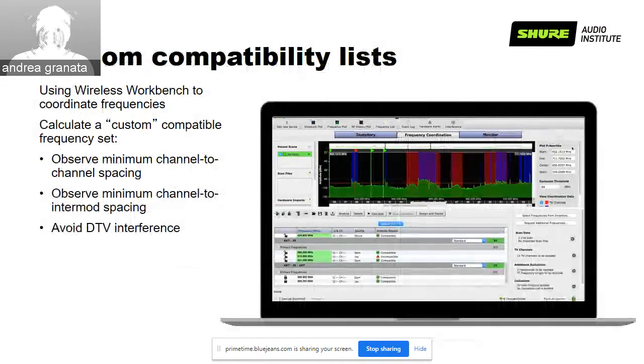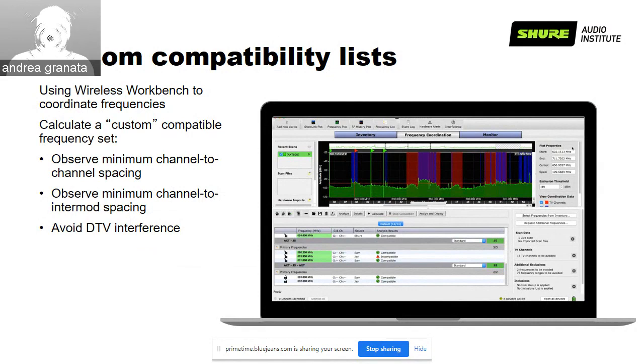I can calculate custom compatible frequency sets using a software. Then I have two options. One, I can create my compatible groups. Let's say I always go around with 4 ULXD and 4 PSM 1000. I can create a group inside Wireless Workbench that makes them compatible. So I calculate on Wireless Workbench, I save preset frequencies inside the devices, and I know that group 1, which will be called user group and not preset group anymore, will be compatible with everything else in my rig.